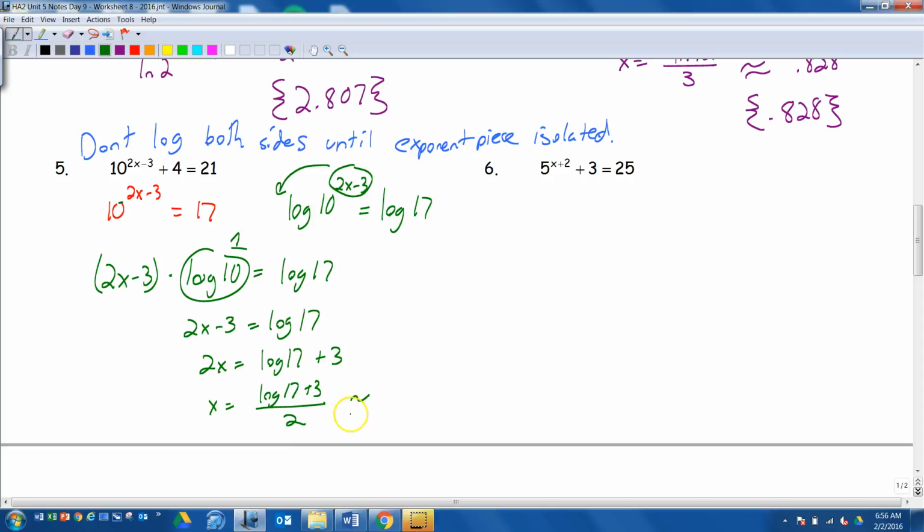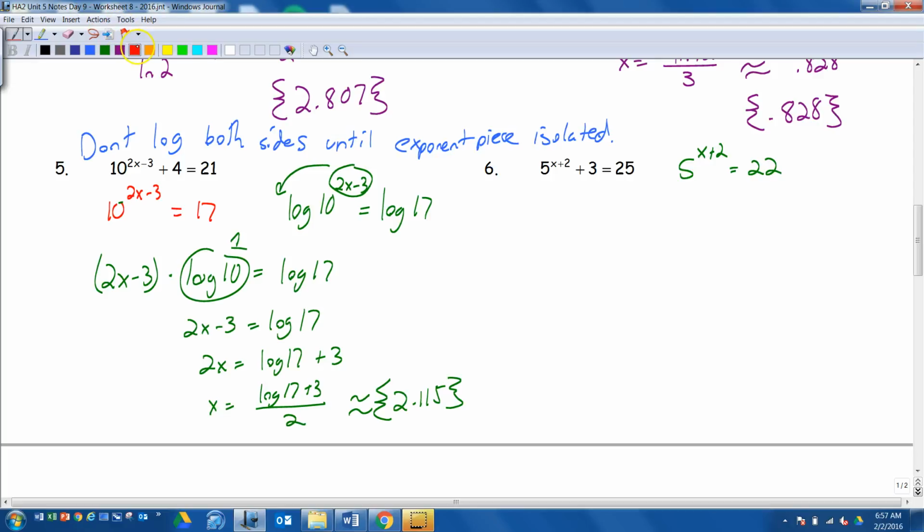So you can type that in your calculator. Be careful how you type it in. Make sure it is correct. And you should get that this is approximately 2.115, and that will work. All these exponential ones should work, although you should check to make sure you did the math right. Again, we need to isolate, so I have 5 to the x plus 2 is equal to 22.